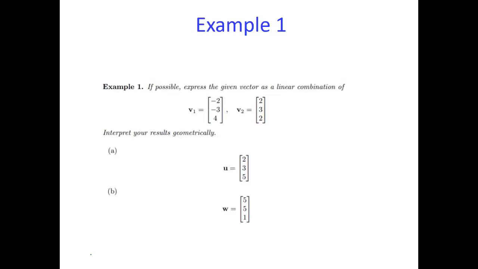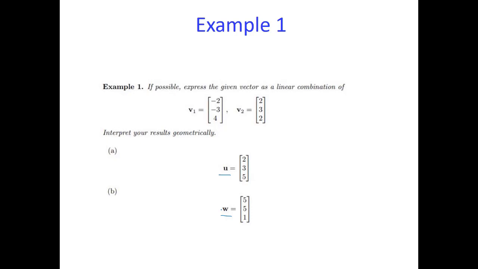In this module, we're talking about the span of a set of vectors. And so I want to take a look at example 1, where we are given two vectors, v1 and v2, and we're asked, is u a linear combination of those vectors? And then part B: is w a linear combination of those vectors?